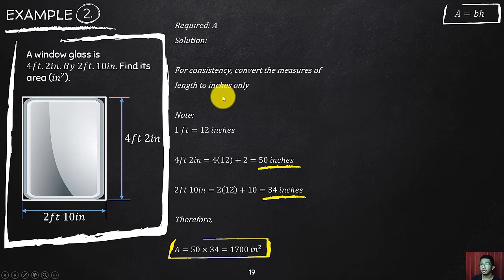Recall that a foot is equal to 12 inches. So when you say 4 feet 2 inches, that's actually 4 times 12 plus 2, that's actually 50 inches. And when you say 2 feet 10 inches, that's actually 2 times 12 plus 10, or 34 inches. Now that you have the base, 34, and the height, 50 inches, you can solve for the area, which is 50 times 34, 1,700 square inches.